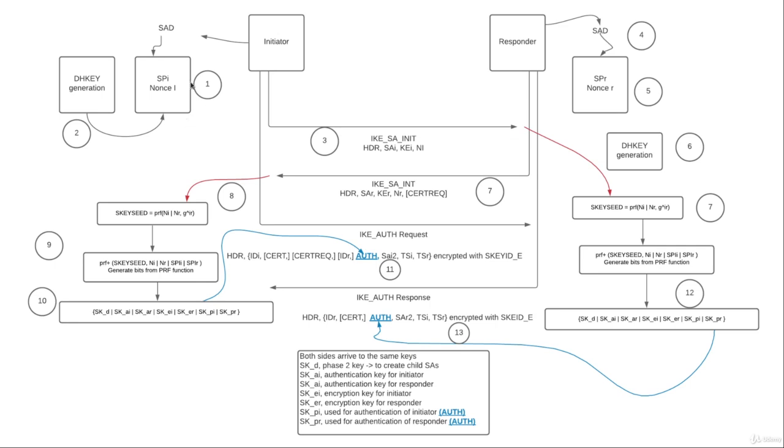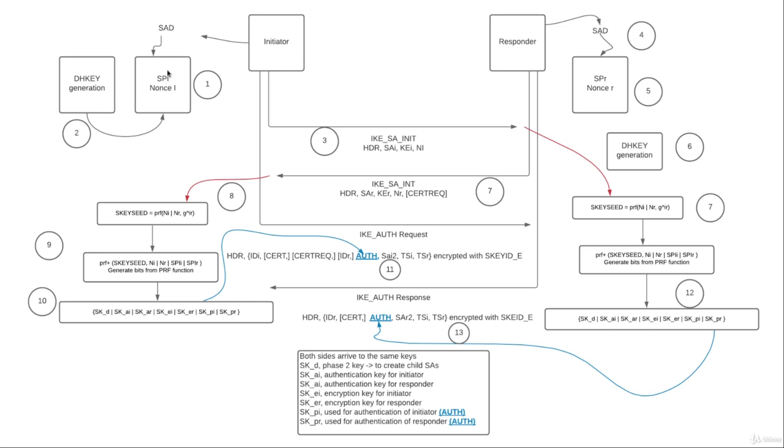In the first step, the initiator checks the Security Association database to see if there is a session. It doesn't have a session. So, it will generate a new security parameter index. This is a 64 octets random number called the SPI initiator. It will set the SPI responder to all zeros, indicating to the responder that this is a new session.